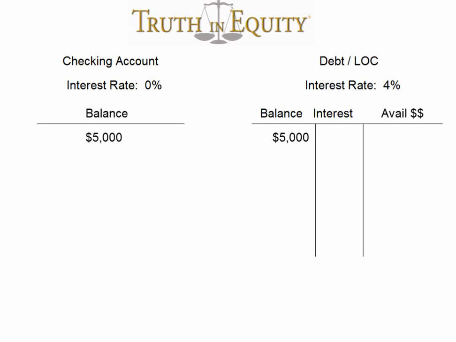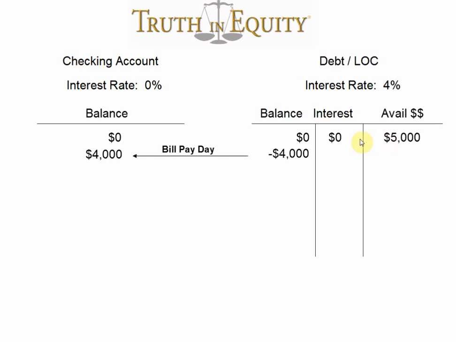So let's take a look at how we operate with the same tools under the equity optimization program. Since we have $5,000 in our checking account and a $5,000 balance in our line of credit, we'll take our $5,000, pay down the balance on the line of credit, zero everything out. So now we don't keep anything in our checking account. We have no balance on the debt. We are charged no interest, but because it's a line of credit, our $5,000 is available to us when we need it, and we need it most on bill pay day.